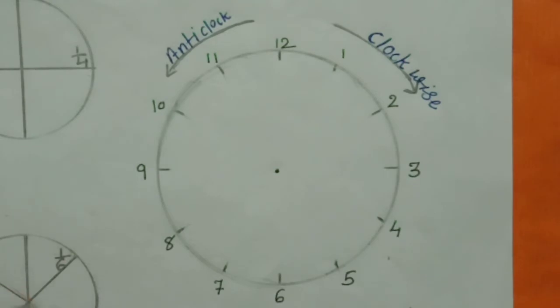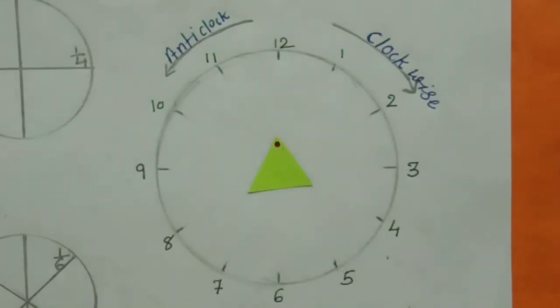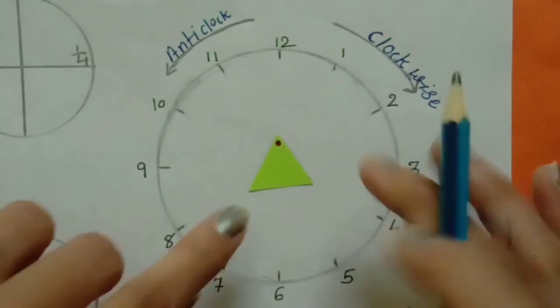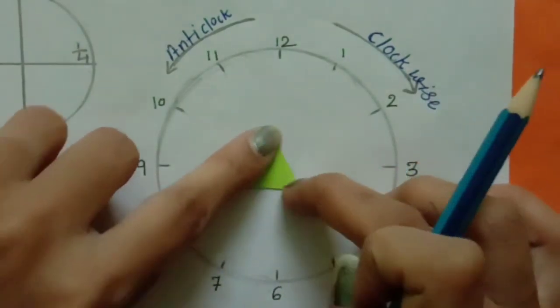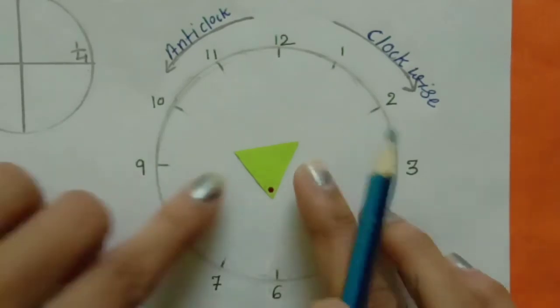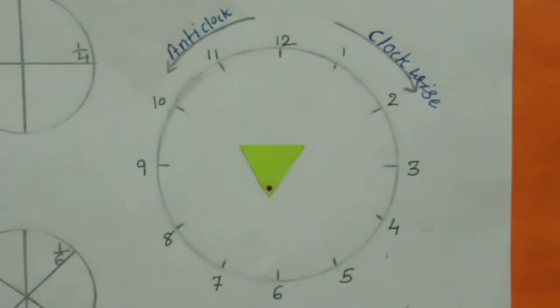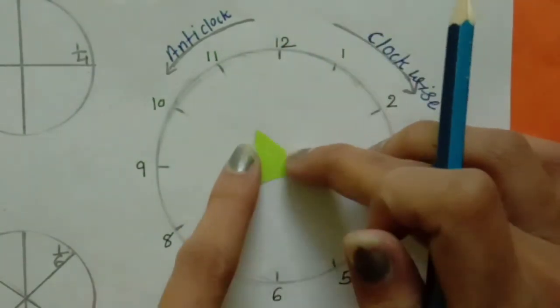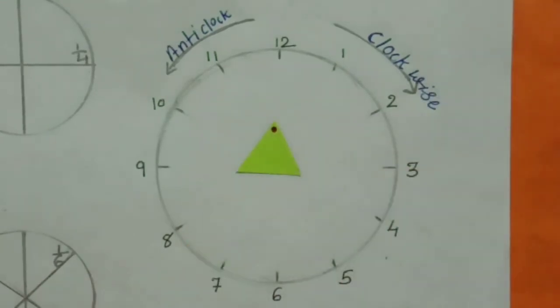Now let's take this triangle. Now we have to follow this dot. Now we will turn it into half. Half of 12. So which side will it go? Towards the 6. This is the half turn. Then again half. So once again 12. This is the half again.